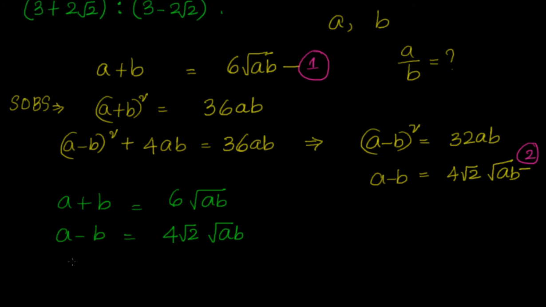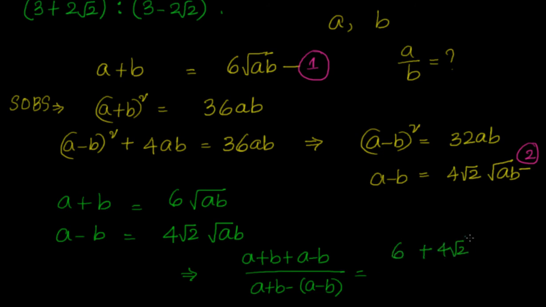Now you can apply componendo and dividendo. Then you can see that a plus b plus a minus b divided by a plus b minus of a minus b is equal to 6 plus 4 root 2 into root of ab.